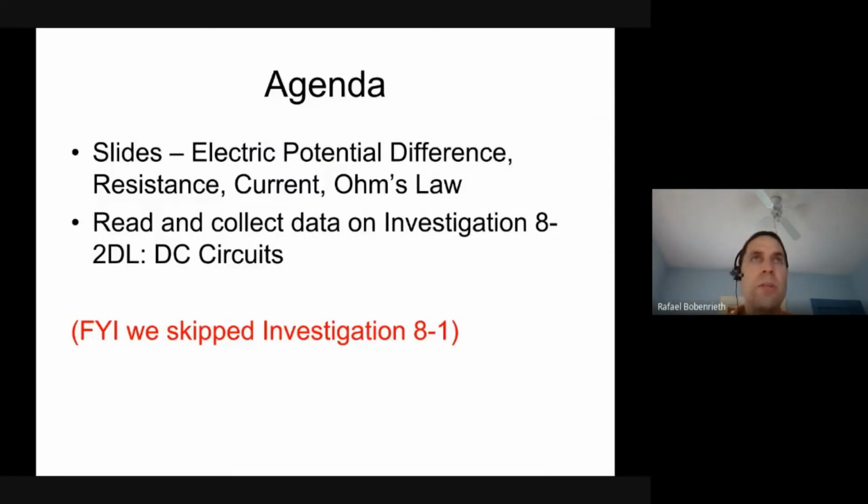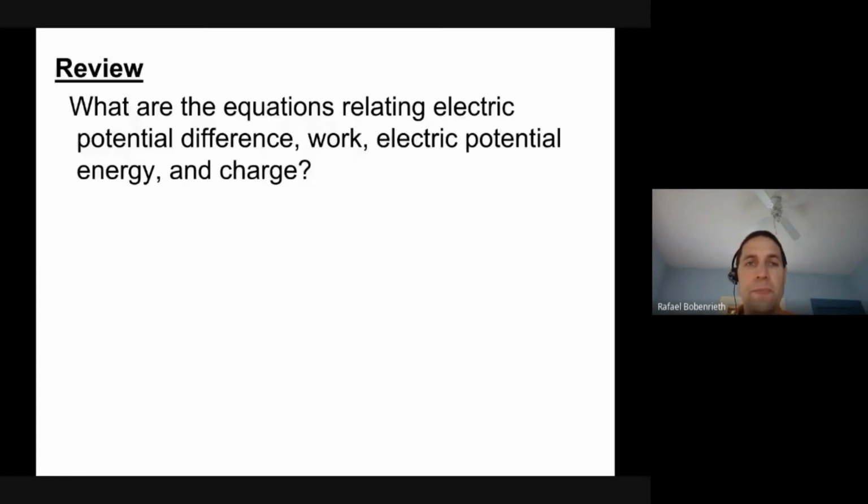Okay, so here's what we're going to do today. We're going to talk about electric potential difference, resistance, current, and Ohm's law. And then you're going to read up on the investigation, and you're going to be able to collect data either individually or in small breakout groups, your choice. Just an FYI, there was no investigation 8-1 this school year. That's typically an investigation we do in class with a bunch of materials. So obviously we didn't do that. Just be aware of that.